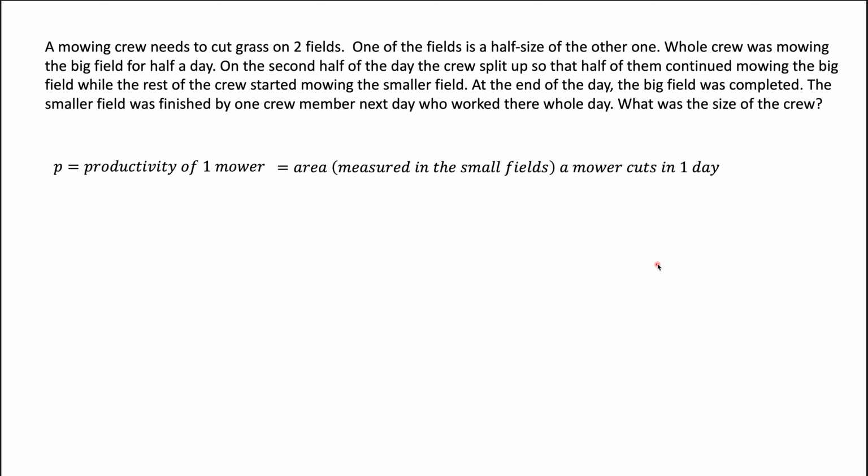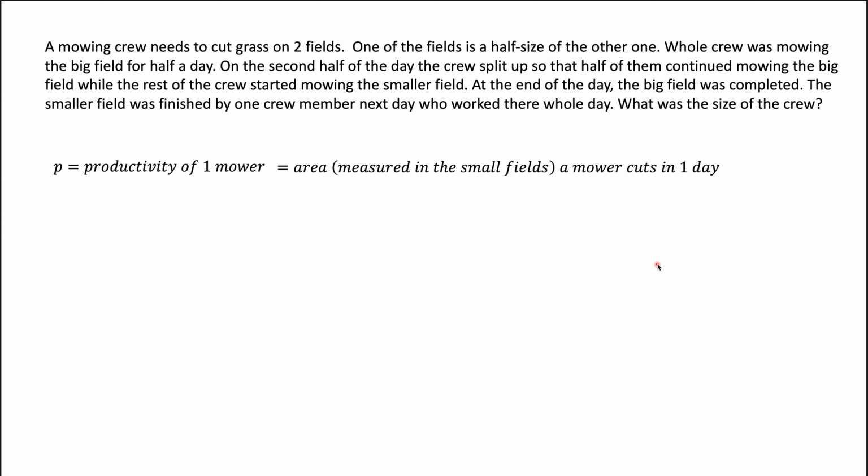We're going to define this productivity as the area, measured in small fields, a mower cuts in one day. So if that area equals 1, it means he cuts the small field. If it equals 2, it means he cuts 2 fields in one day. If that area is half, it means he does half of the small field.